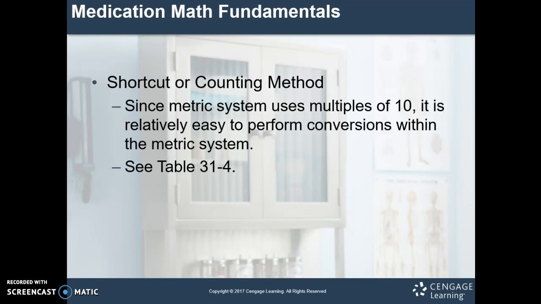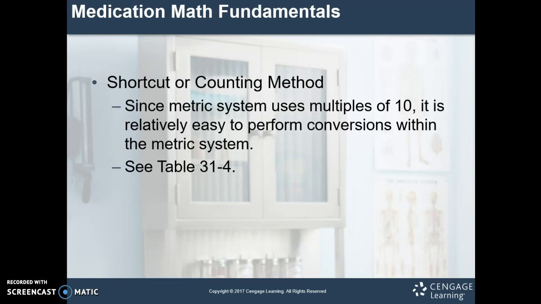So 5 grams over 1 equals 1 milligram over x. So we have to solve for x, and the book moves you through that. Now, overall, if you knew that there was 1,000 milligrams for every gram, you could multiply 1,000 by 5 and get 5,000 milligrams. So the shortcut or counting method is another method that can be used, and this goes on table 31.4. Hopefully that will help you use this method.